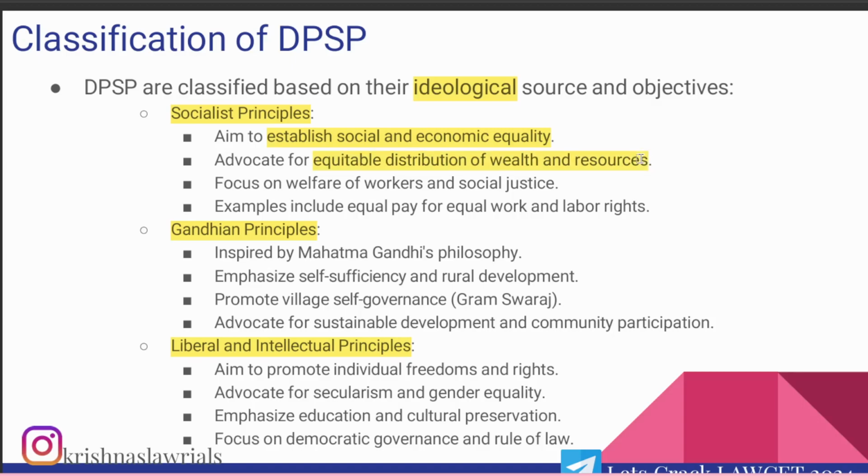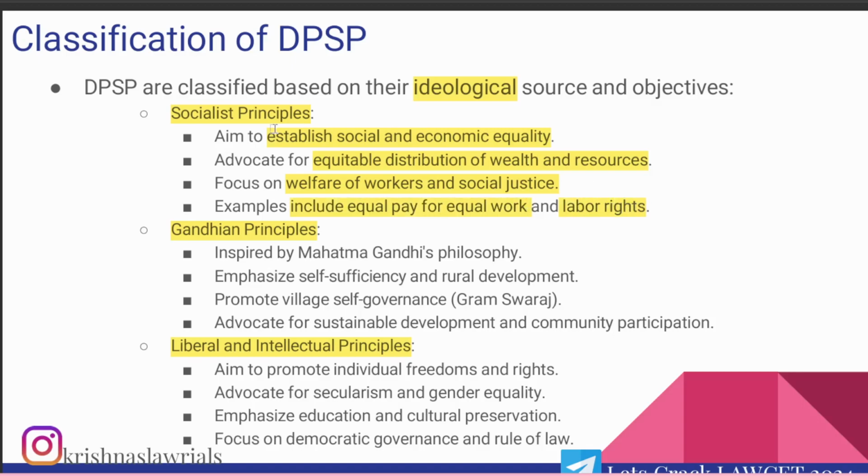You know the principle, right? Socialist parties do say that if the rich donate 20% or 30% of their assets to the poor, then there will not be such a difference. Like every person should donate part of their income, something like that you might have heard. So that is the socialist principle. Focus on welfare of workers and social justice. Examples include equal pay for equal work and labor rights.